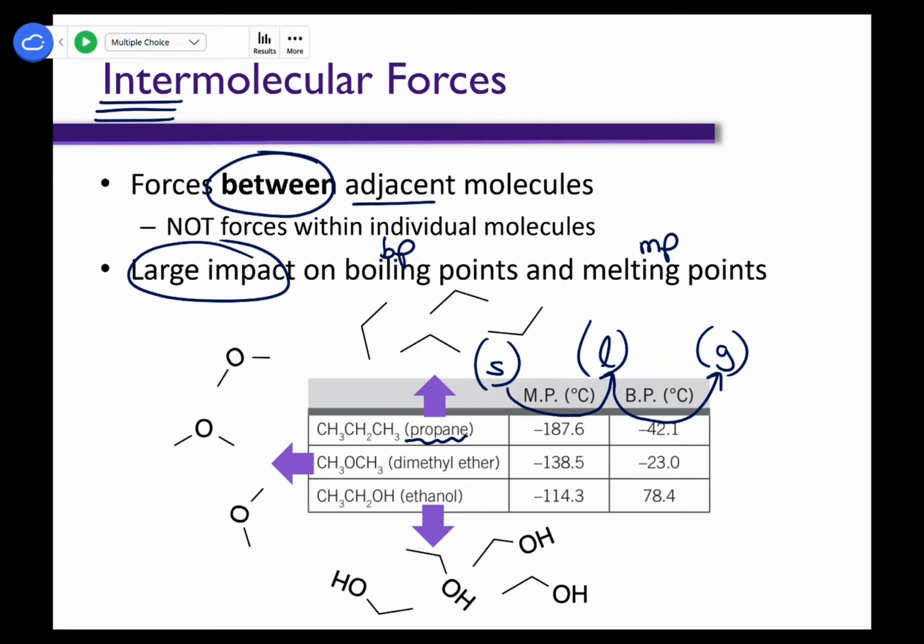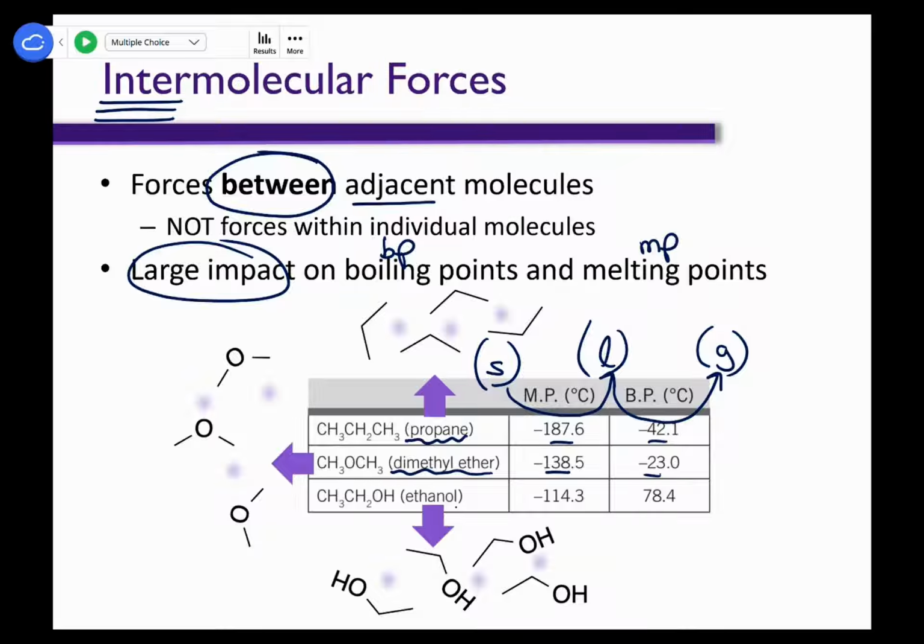Propane has one type of intermolecular force. Meanwhile, dimethyl ether has a different type of intermolecular force. And you can see the melting point has increased, and the boiling point has increased as well. We have to put in more energy to overcome these attractive forces between molecules.